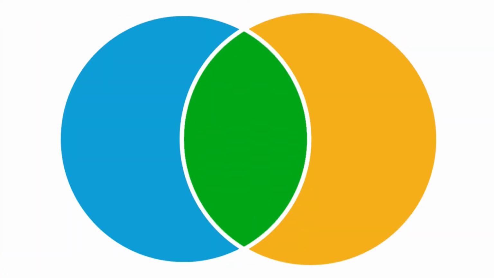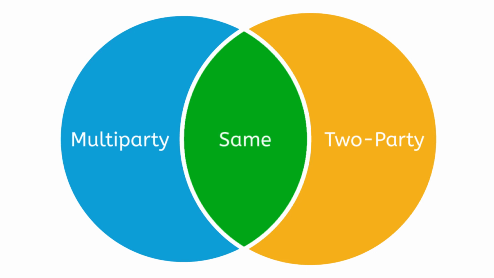Alright, time to show what you know. This one has some directions, so listen up. We're going to create a Venn diagram that compares and contrasts multi-party and two-party systems. First, draw two circles that interlock like the one on the screen. Label the right side two-party and the left side multi-party. Next, place the specific characteristics of each under the appropriate circle. Finally, place what is the same in the middle.